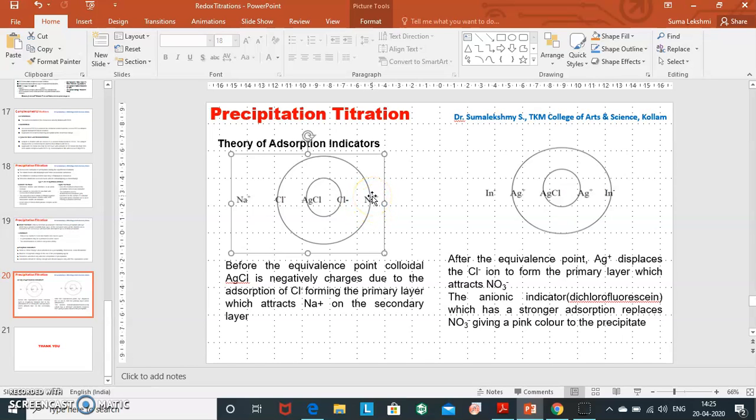Let me say it once more: when you add a solution of silver nitrate to sodium chloride, silver chloride will be precipitated, and in the primary layer of adsorption there will be chloride ion, and in the secondary layer there will be sodium ion. As the titration progresses, more and more silver chloride will be precipitated, and when the chloride ion is completely consumed, when the silver chloride formation is complete, then there will not be any chloride ion left.